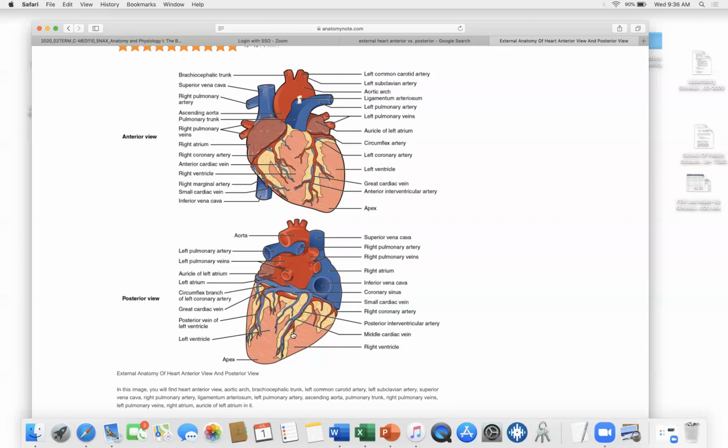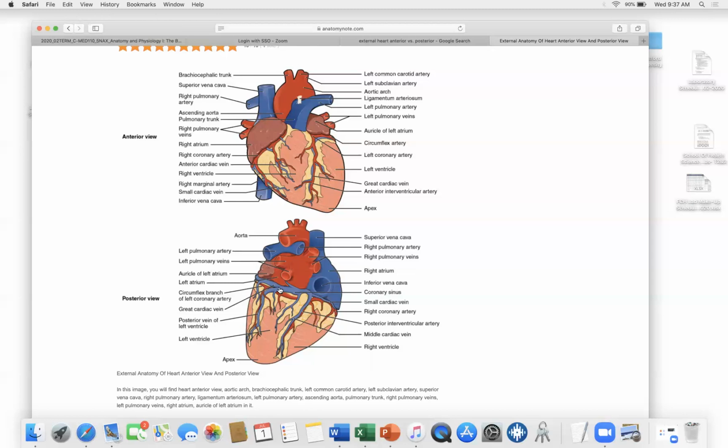Now, how do you know that you're in the posterior? Well, if we had all the arteries and veins intact, you'll start to notice there's the pulmonary veins, there's two sets, and the pulmonary artery will have two sets, a left and a right. But last night we had a specimen that they cut all this out.